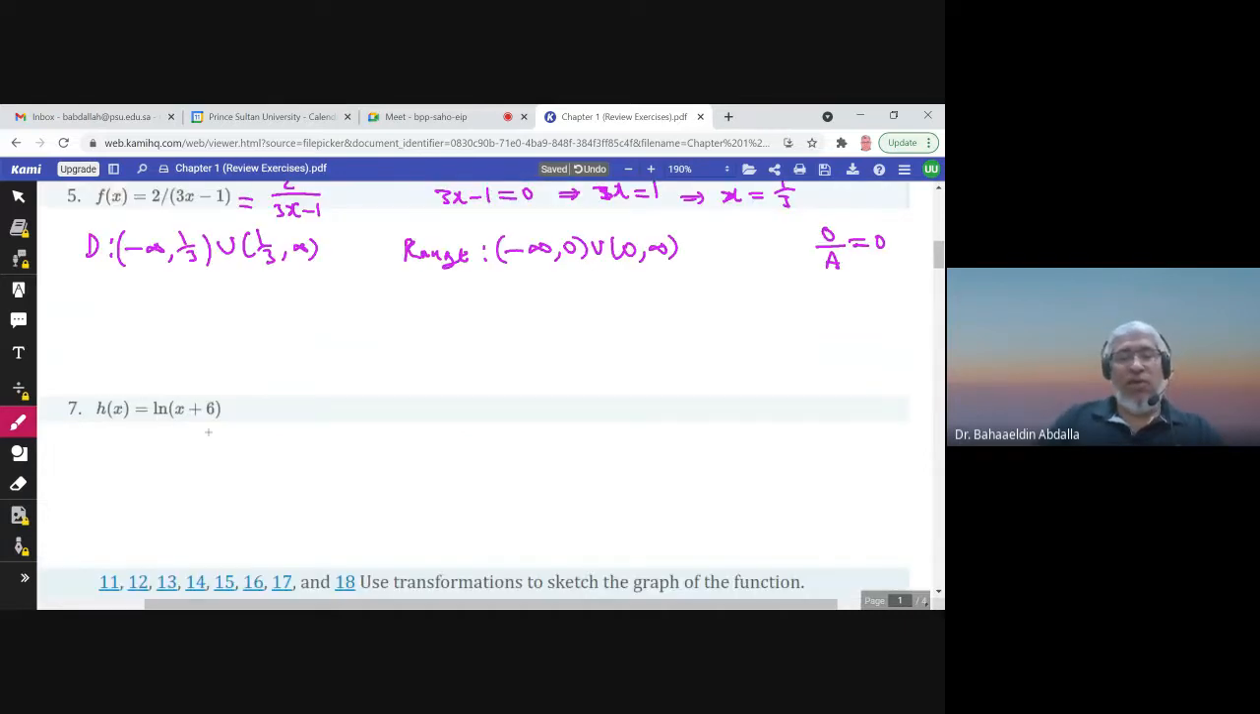For the natural logarithmic function, the domain: x plus 6 should be greater than 0. Inside ln cannot be 0 or negative, so x has to be greater than negative 6. So the domain would be from negative 6 to infinity. While this is a logarithmic function, you know the graph of the logarithmic function, the range is from negative infinity to infinity.